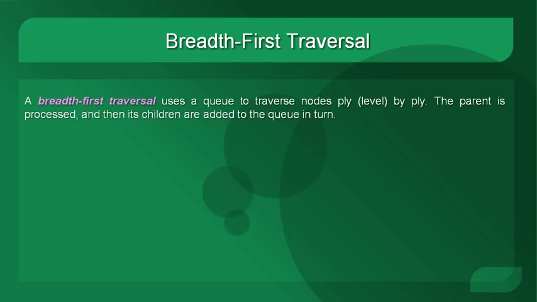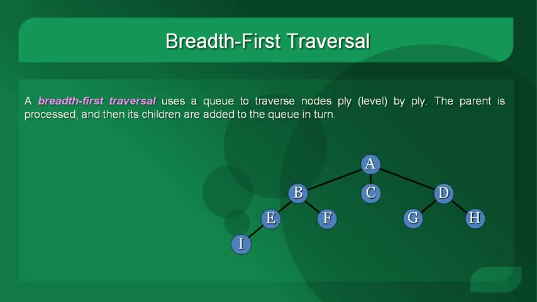And the second type of traversal, breadth first. In a breadth first traversal, we use a queue to traverse the nodes level by level. The parent is processed first, and then its children are added to the queue in turn. So if we take this example, or this tree, we start with the parent and then we add its children. So in this case, we add A to the queue, we process it, we print it. Then we add its children, B, C, and G, to the queue.